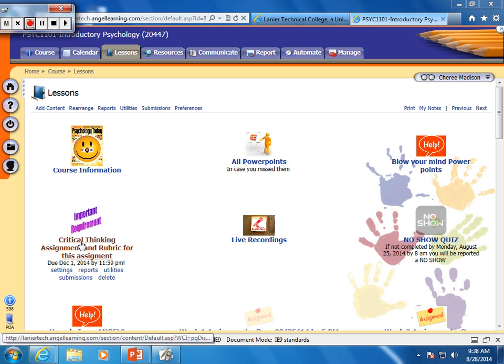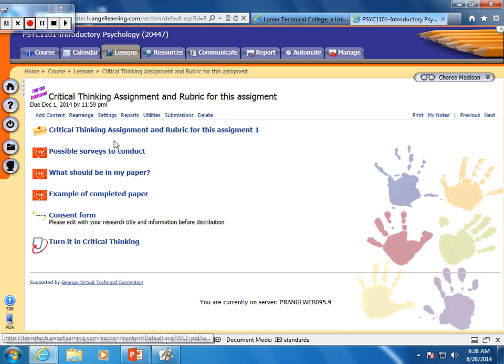This is the only assignment that I give you until 11:59 to do. So at 12 o'clock midnight, it will disappear. Okay. When you go inside of the folder, you've got your directions.